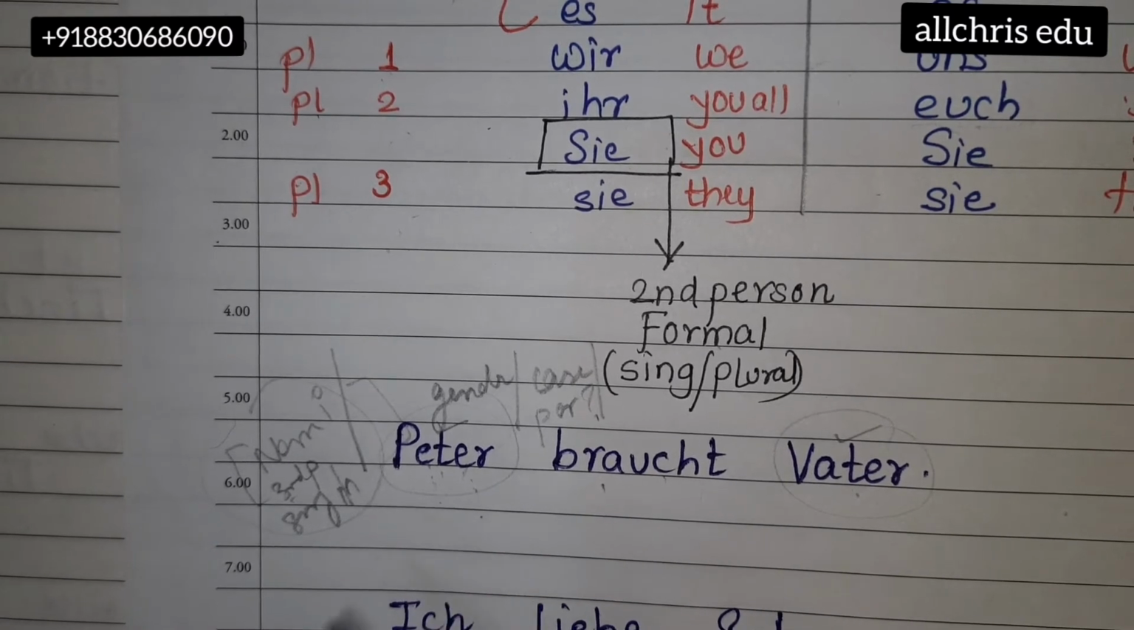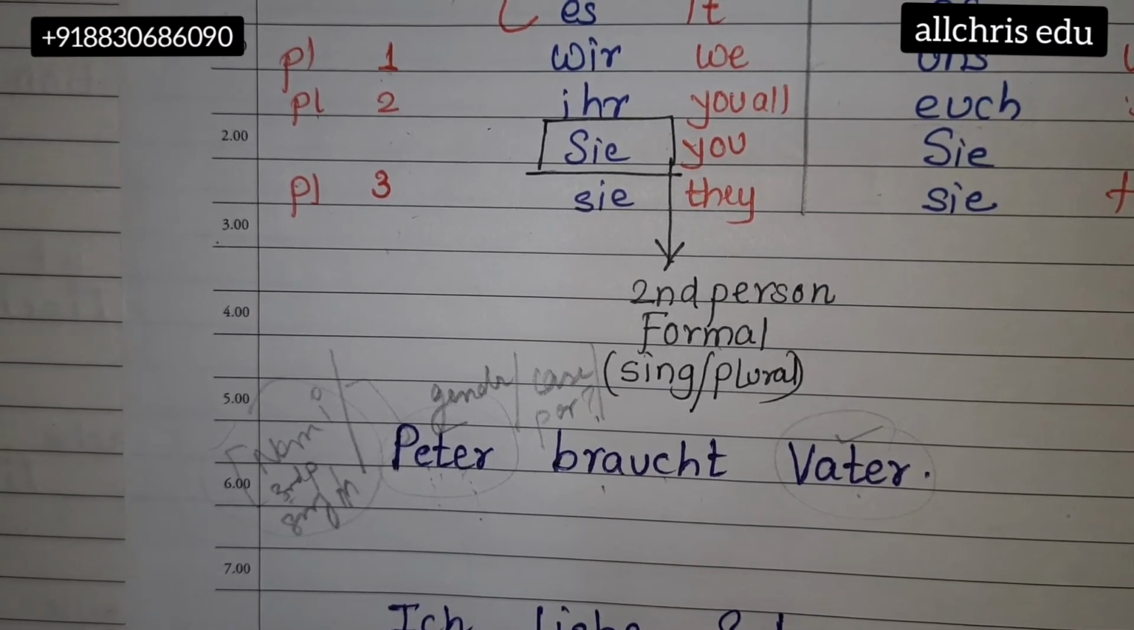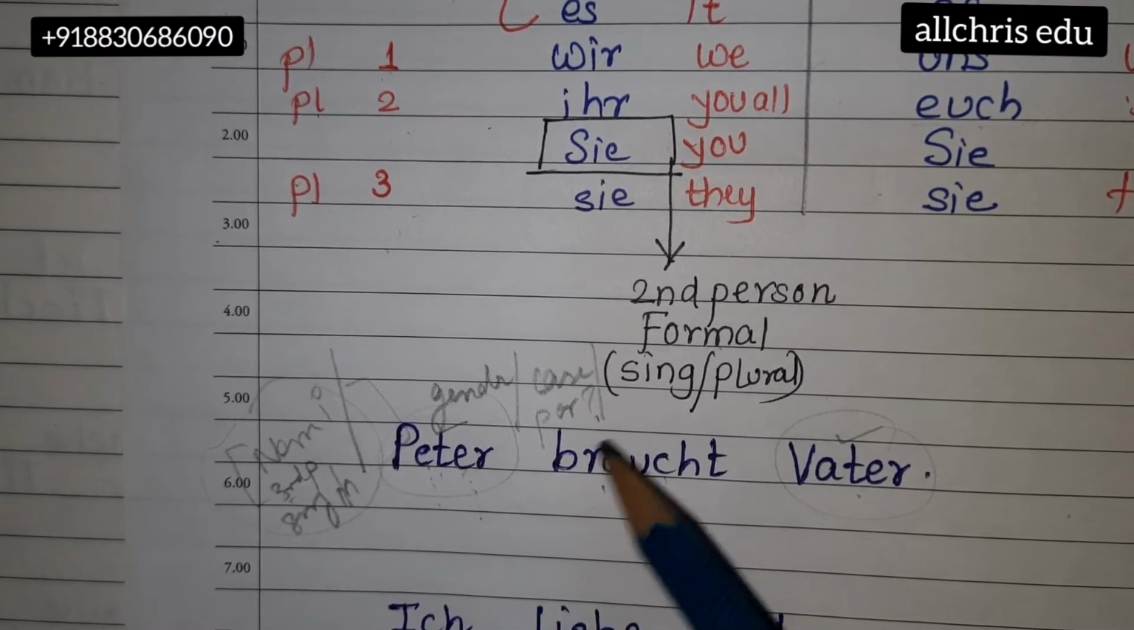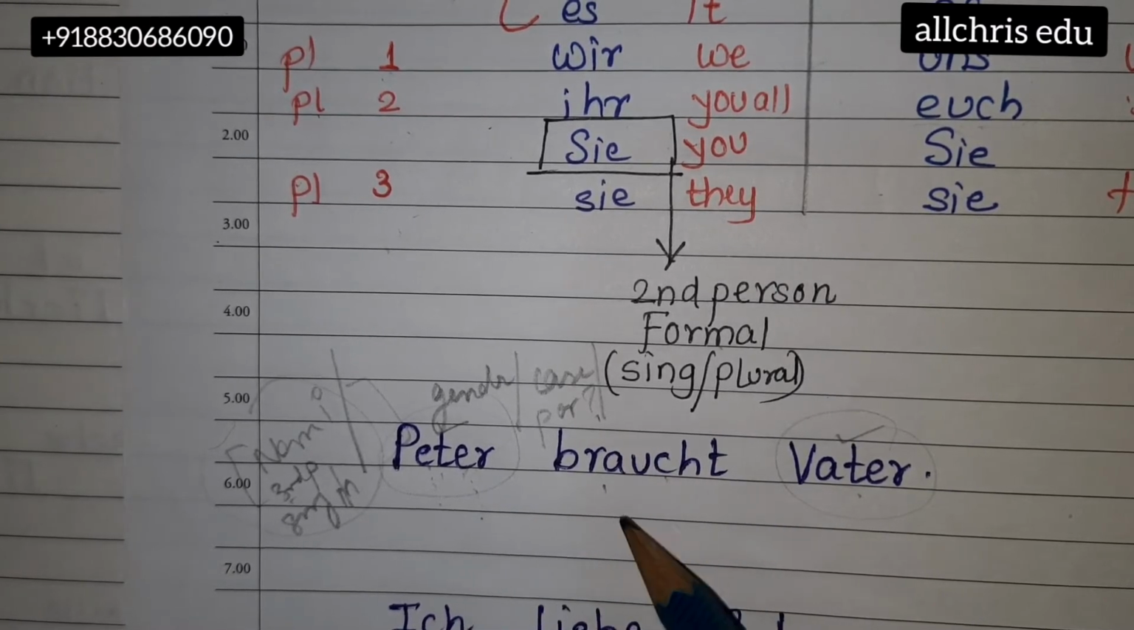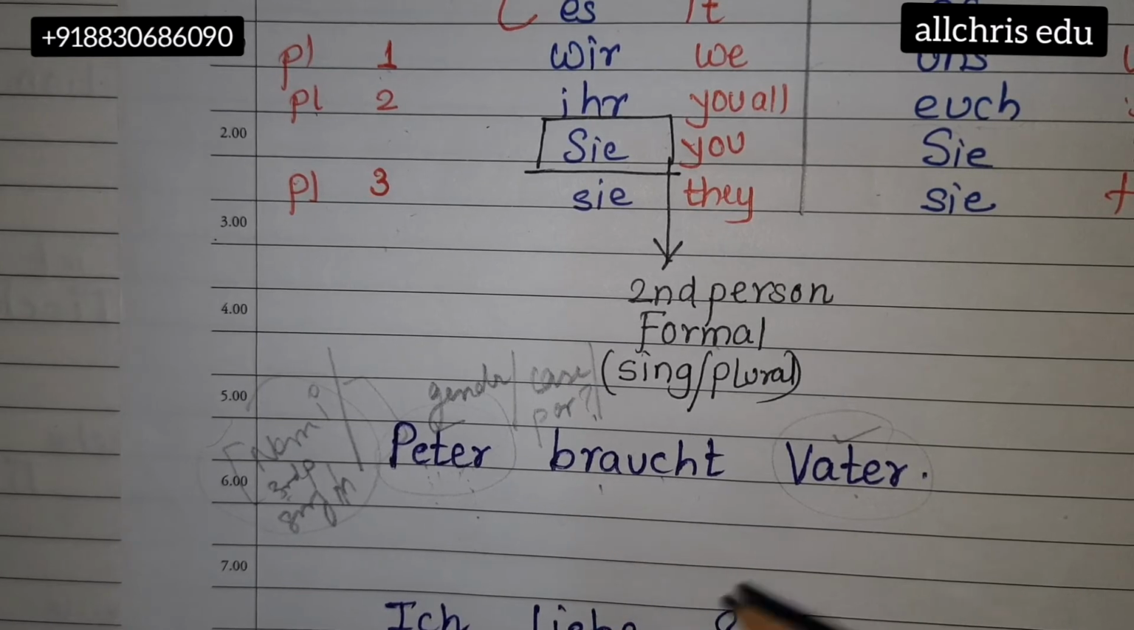Please write over there. I am not going to write it down. You all write in your notebook. Instead of Peter, we'll write er. Braucht will remain the same. Copy paste down. Er braucht.